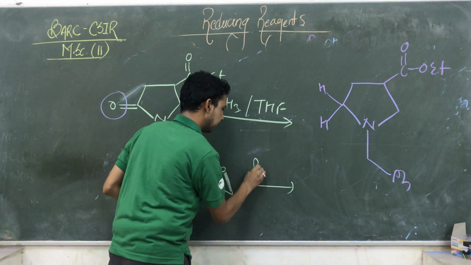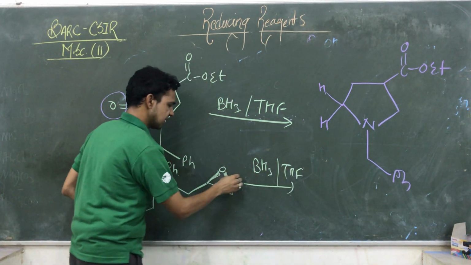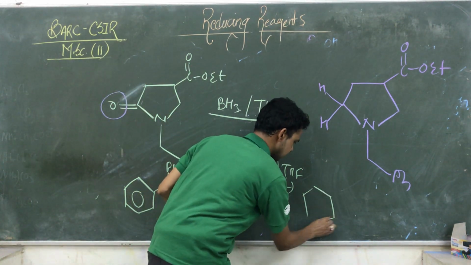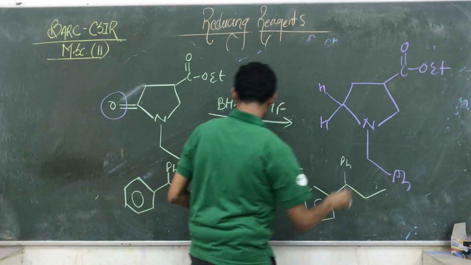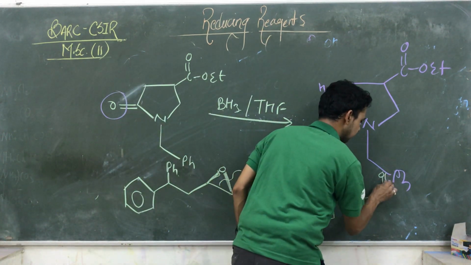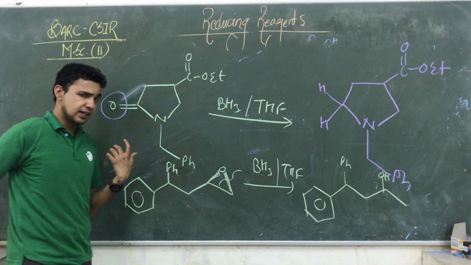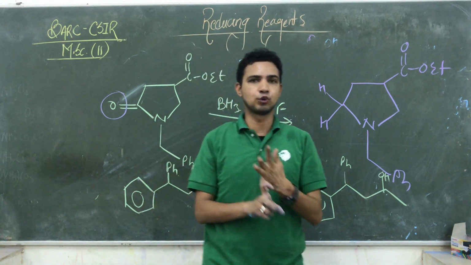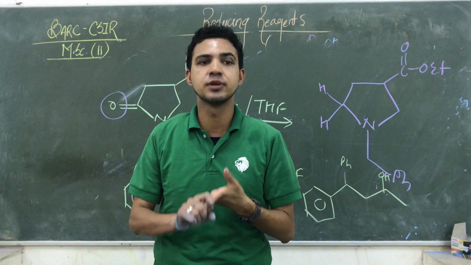If you are adding BH3 in the presence of THF, BH3 easily opens the ring and gives you a specific product, that is Ph. The ring is open, one H goes here, one H goes here. So this O converts to OH and this one is H, the alcohol. But it is not capable of converting any acyl group as well as nitro groups. But the other groups are easily reduced by BH3.